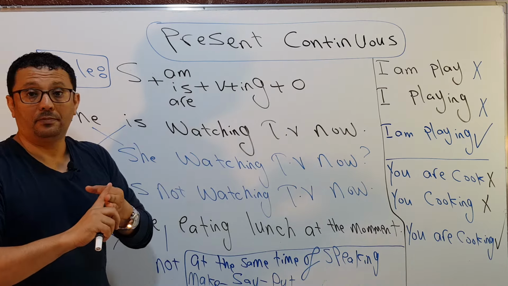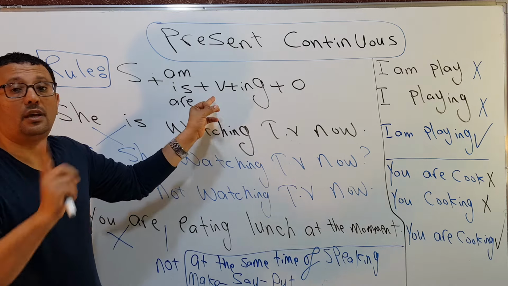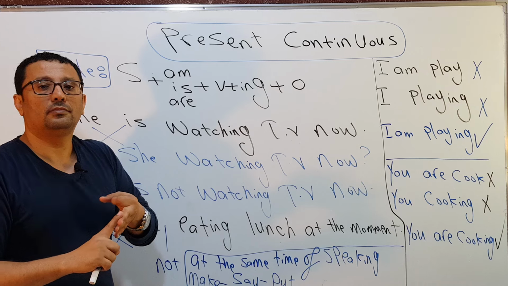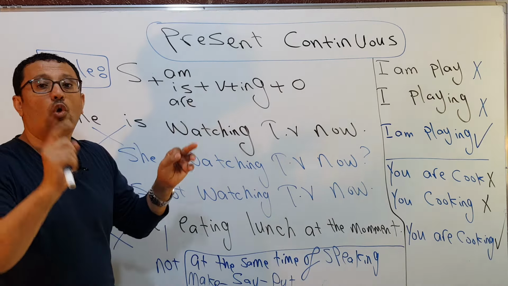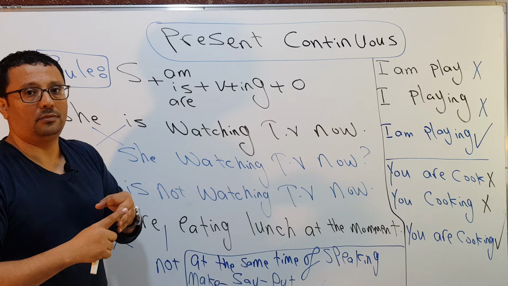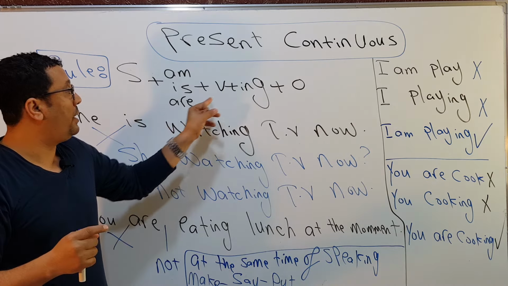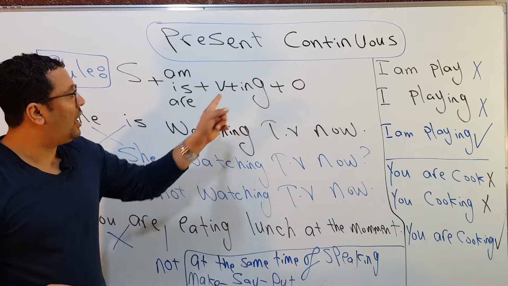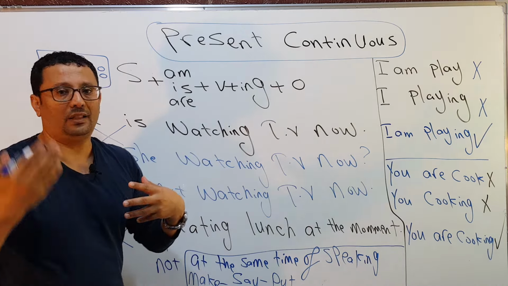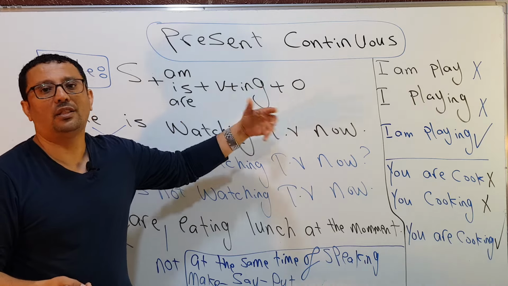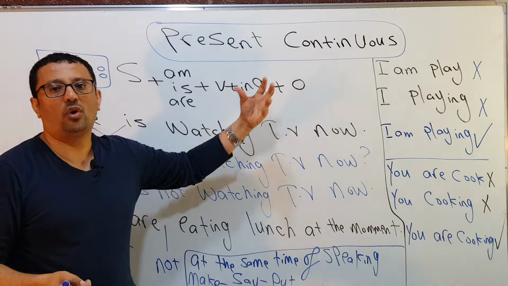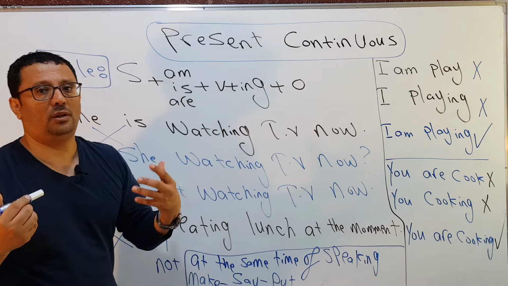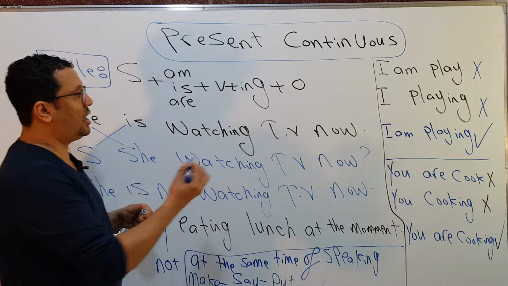Number three, verb: I am drinking, أشرب. He is watching TV. They are playing. This is the rule, okay? After that, the object comes after the verb: watching TV, eating lunch. TV is the object. Object يعني المفعول به.